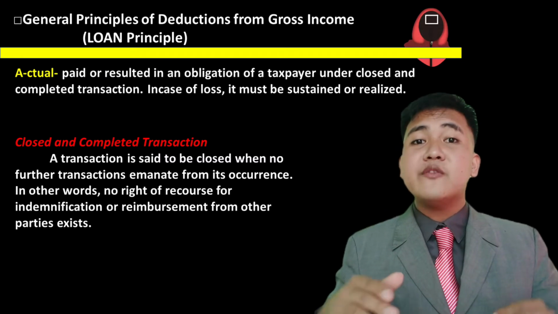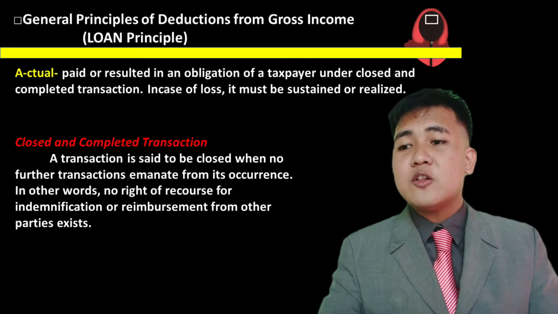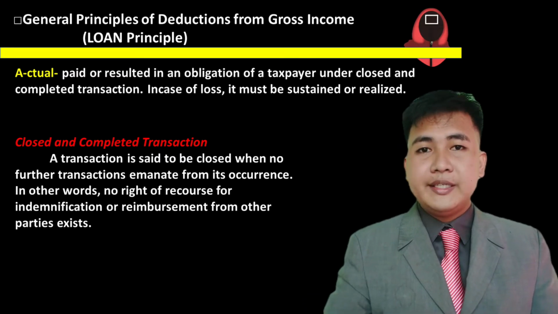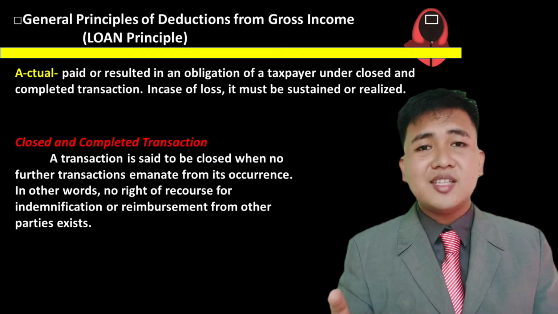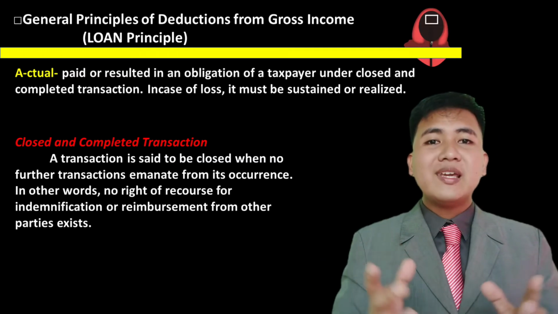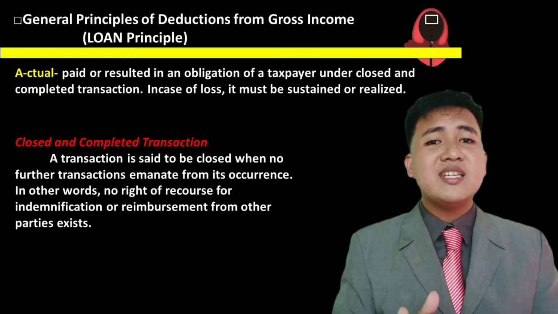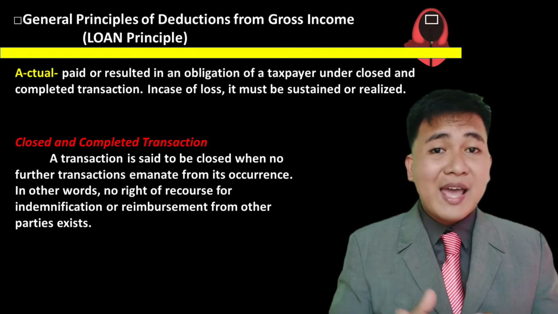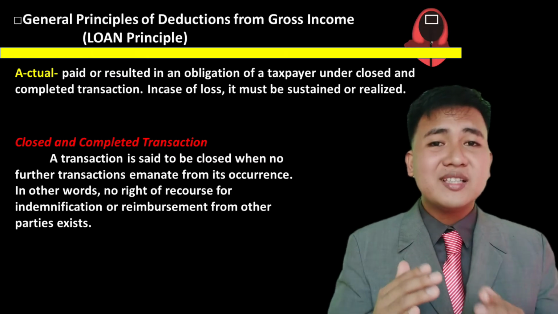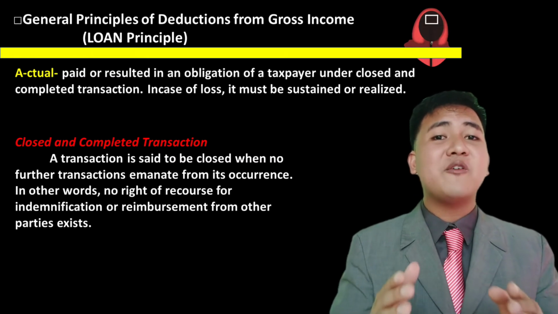And continuing, if such a loss exists, it should also be sustained or realized. For example, a fire burned a store of an entity and this entity has insured itself. We cannot say that the loss is yet considered to be sustained in a closed or completed transaction. Why? It's because another transaction will arise after the loss.